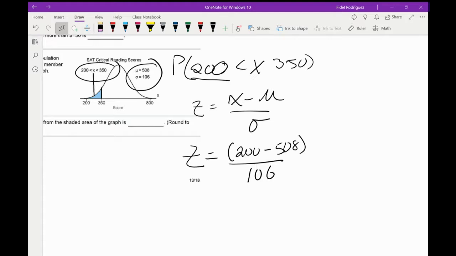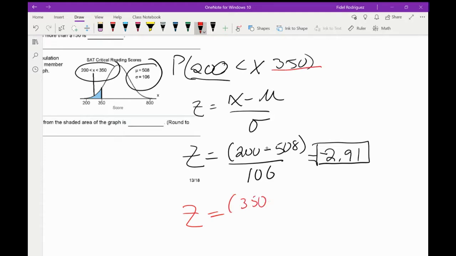And if I convert it to a decimal, did you come up with negative 2.91? 200 minus 508 divided by 106. Yes, negative 2.91. Okay, perfect. So we're going to do the same thing again. Okay, so we're going to go 350 minus 508 divided by 106. And let me convert it to a decimal. Negative 1.49? Is this what you came up with? Yes. Excellent. Perfect.